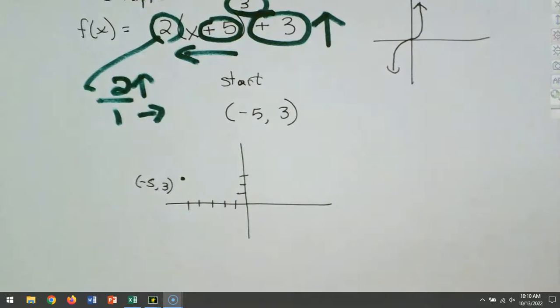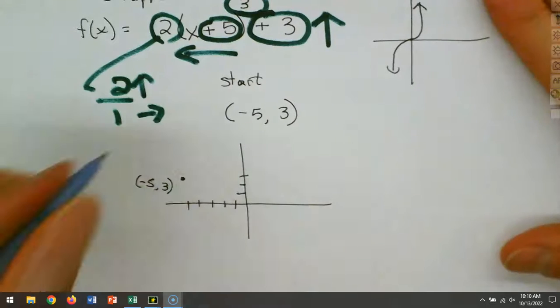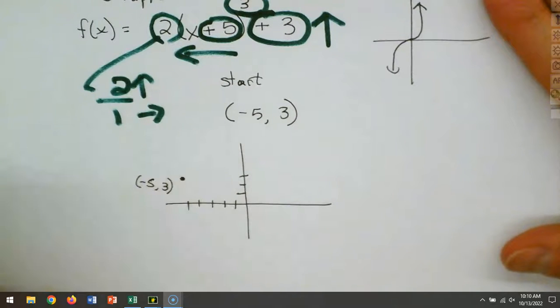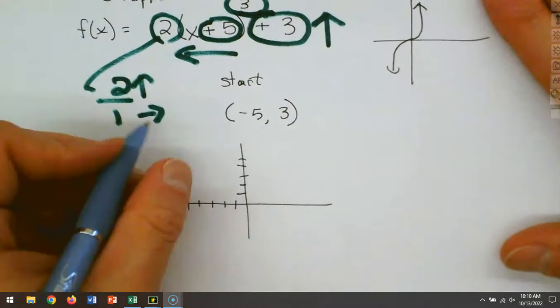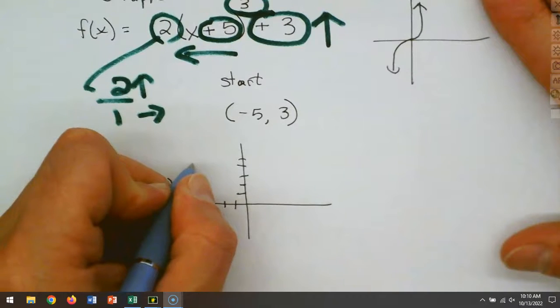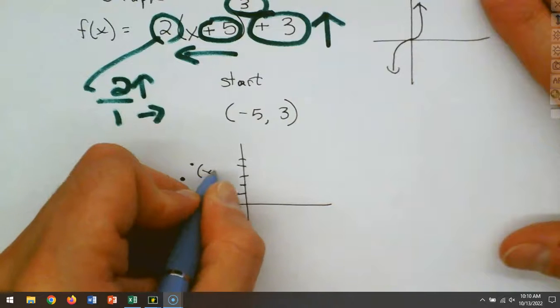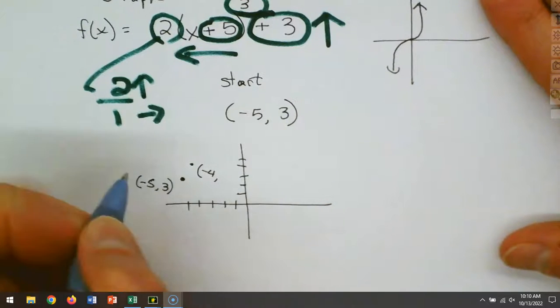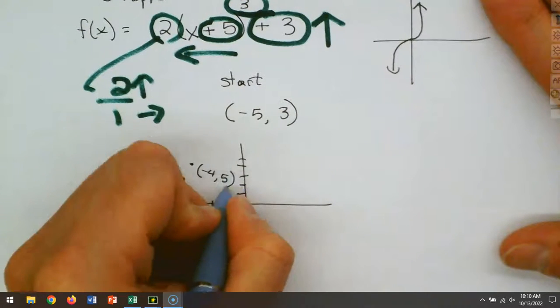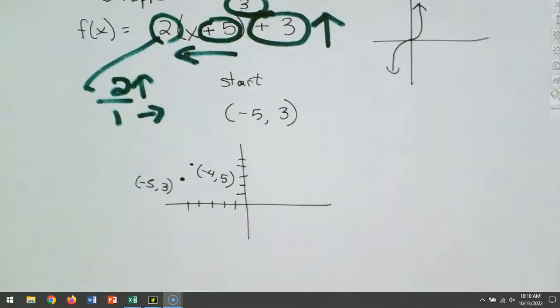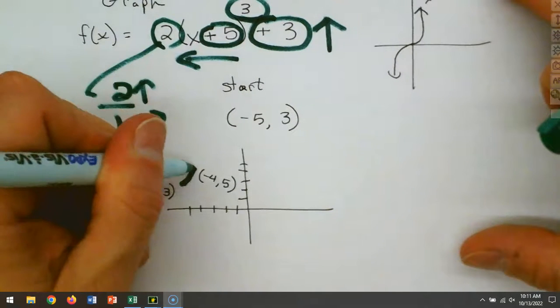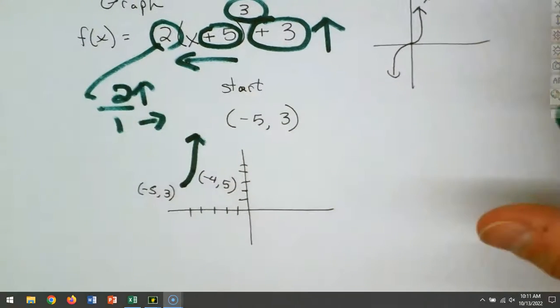Now, what are we going to do from here? We're going to have to go what? Up 2 over 1. So let's do that. We're right here. Okay, that's where we're at. We're going to have to go up 2 over 1. So up 2, back 1. If we go up 2, back 1, that's going to be at -4. And up 2 units makes it 5. We're going to curve that. And so it looks like that.